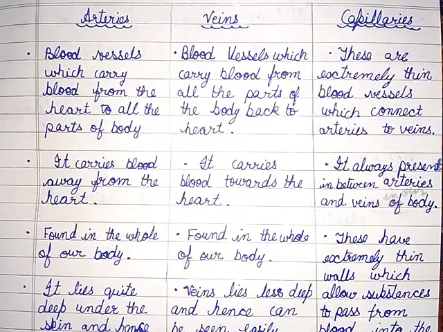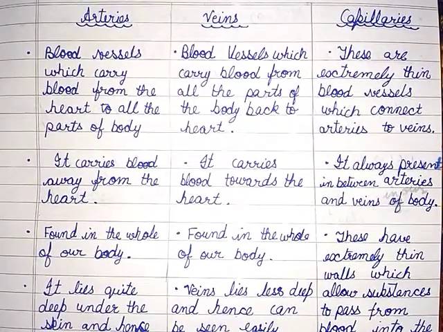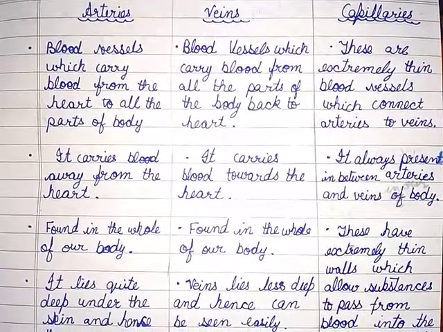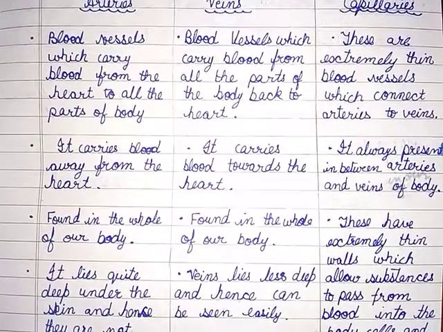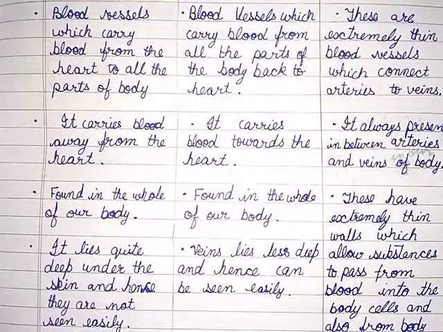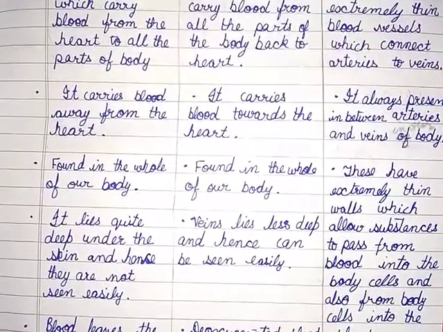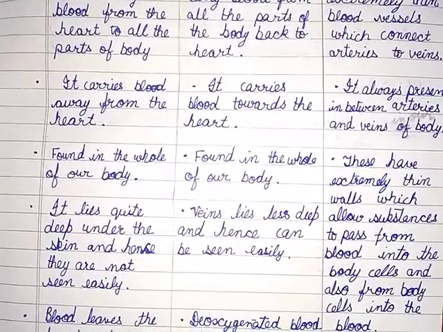Capillaries. These are extremely thin blood vessels which connect arteries to veins. They are always present in between the arteries and veins of the body. These have extremely thin walls which allow substances to pass from the blood into the body cells and also from the body cells into the blood.